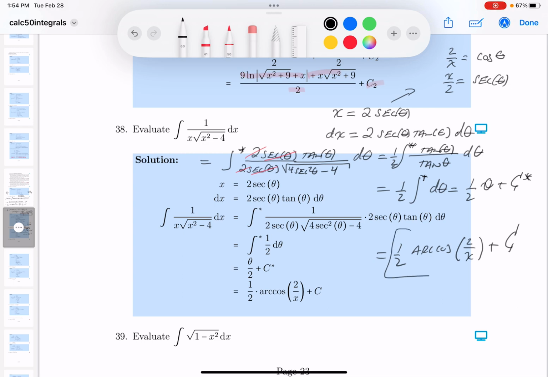That wasn't so bad compared to the other problem that we just did. This one appeared to be pretty easy. Let's take a look at our key, though. 1/2 arc cosine 2 over x plus c. It's working like a charm. Thank you.